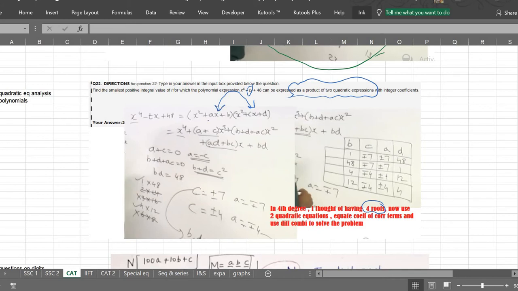You can write this in the form of 2 quadratic equations, and equate the corresponding terms and you find the values of the coefficients. Now you just jot down the different possibilities and you can arrive at the required result.